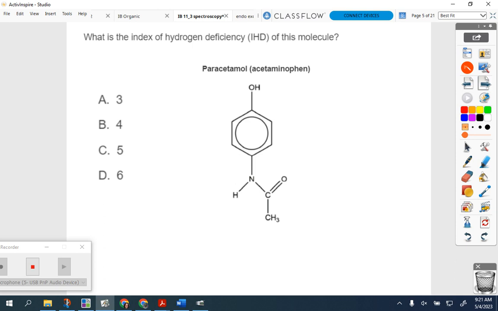The paracetamol is the British version of, yeah. Yeah, so it's acetaminophen. It's not ibuprofen. Ibuprofen's a different molecule. Paracetamol is the generic name of that drug. This is Tylenol. Ibuprofen is Advil. That's a different molecule.